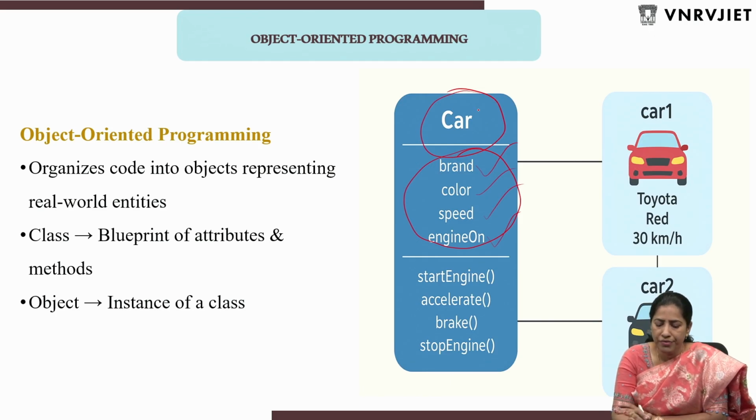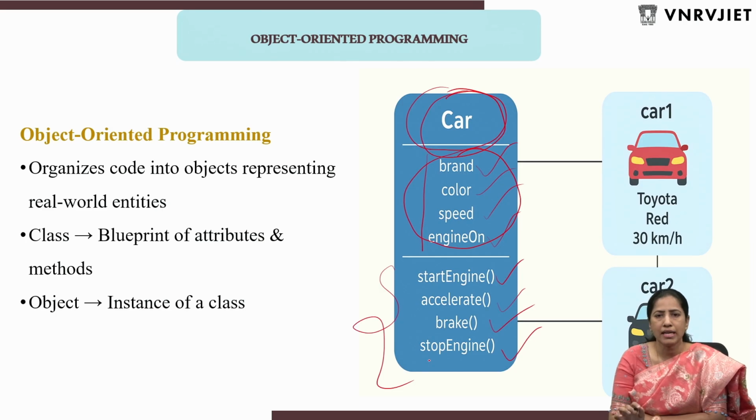So these are called attributes or properties of a class. Now if I want to create a car management system, then initially I will create a car with all its properties. Then a car will also have a behavior. What is the behavior of the car class? We will start the car, accelerate, brake, and stop the engine. So these are the behavioral aspects of a class.